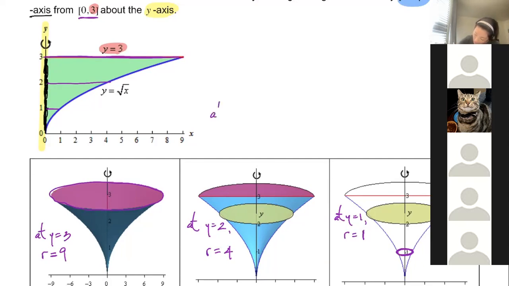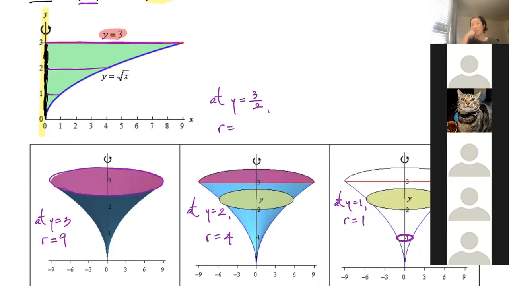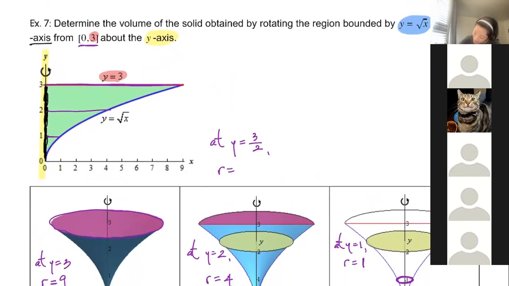What about this? At y equals 3/2, what do we think the radius is? Throw some not nice numbers in there. See if we think we figured out a pattern. At y equals 3/2, what is the radius? Ooh, 9/4. You are correct. All right. At y equals 5/2, what do we think the radius is? Ooh, 25/4. All right, all right.